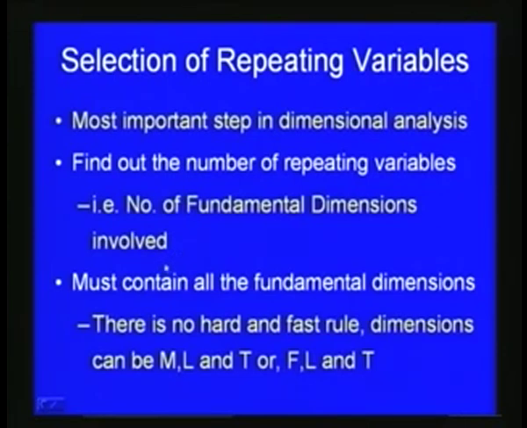As far as the first point, selection of repeating variables, this is one of the most important steps in dimensional analysis, since we will be identifying which terms will be repeating and how we will be utilizing them. Here we are finding the number of repeating variables, that is, the number of fundamental dimensions involved. This must contain all the fundamental dimensions, so in the analysis, all fundamental dimensions should be covered. There is no hard and fast rule for the way we select the repeating variables which include the fundamental dimensions. Generally it can be mass, length and time, or force, length and time, so either we can use the MLT system or the FLT system. This selection of repeating variables is one of the most important steps in dimensional analysis using the Buckingham pi theorem.